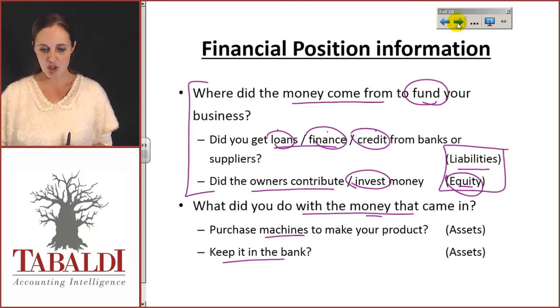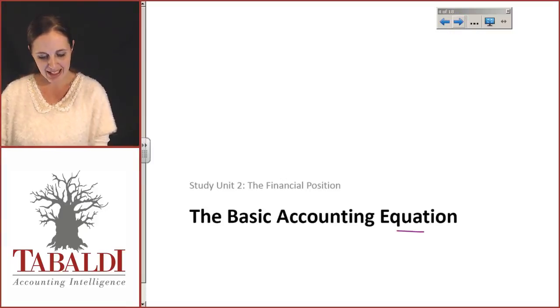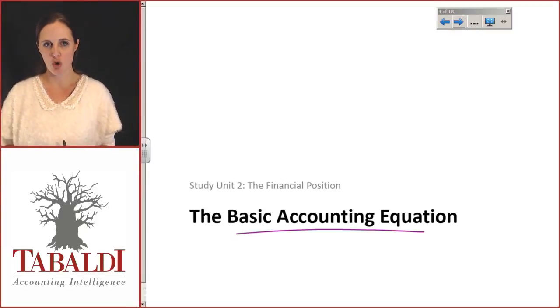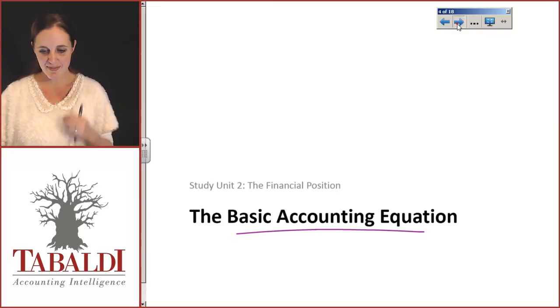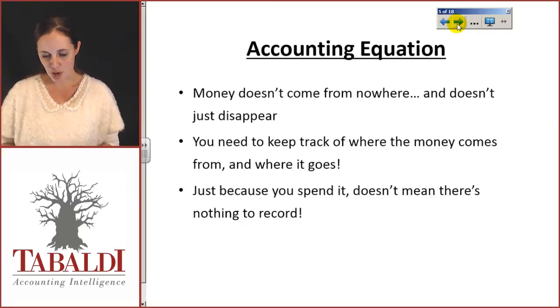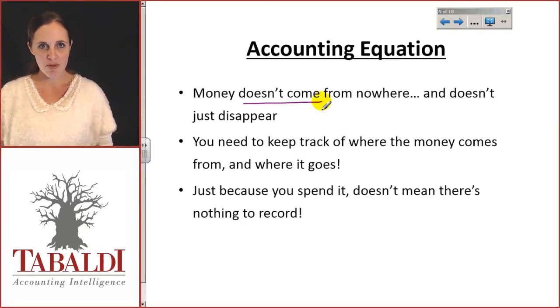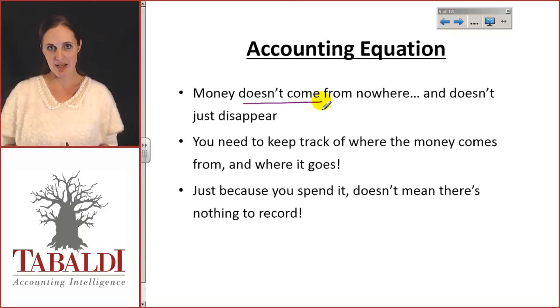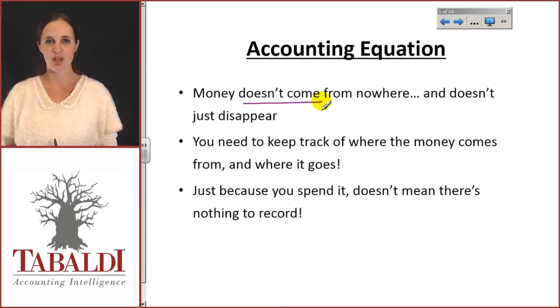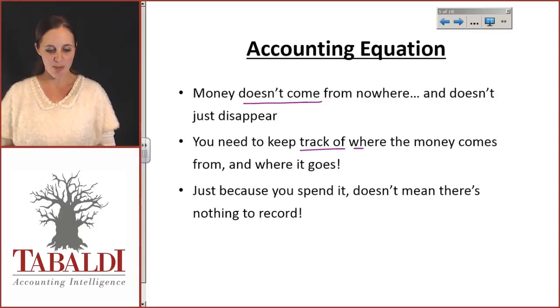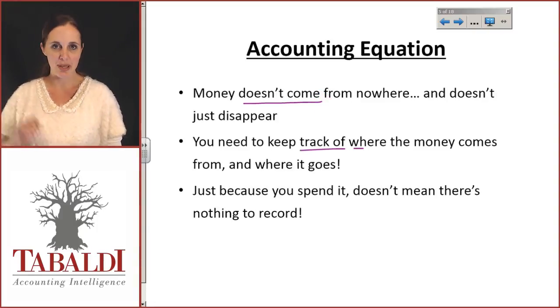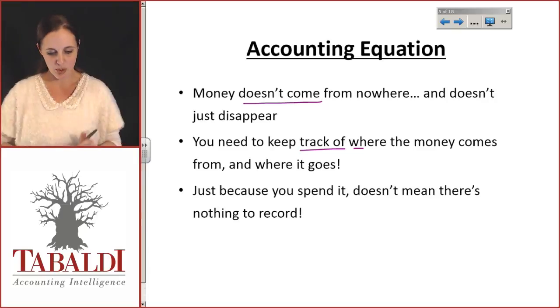So when we take a look at financial position information, it leads us to ask ourselves how we actually record this. As I've said, money doesn't just come from nowhere. It doesn't just fall from the sky. I have to either get it from my investors, my owners, or I'm going to have to get it from financiers. I'm going to have to get funded by them. So where does it come from? I need you to record that. You need to keep track of where the money comes from and where it goes. It's very easy for money to disappear. I need to know exactly where it went.